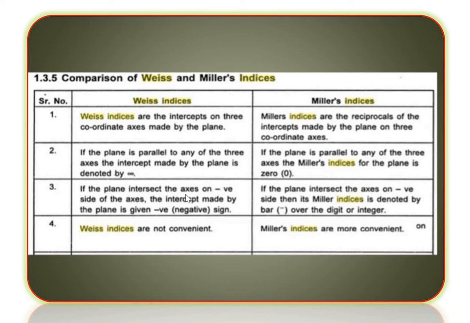If the plane intersects an axis on the negative side, then the intercept is also negative. In Miller indices, if the plane intercepts on the negative axis, then it is denoted by a bar on top of the digit, over the digit. So Weiss parameters are not convenient. On the other hand, Miller indices are more convenient, and we use Miller indices throughout to study the crystal structure.